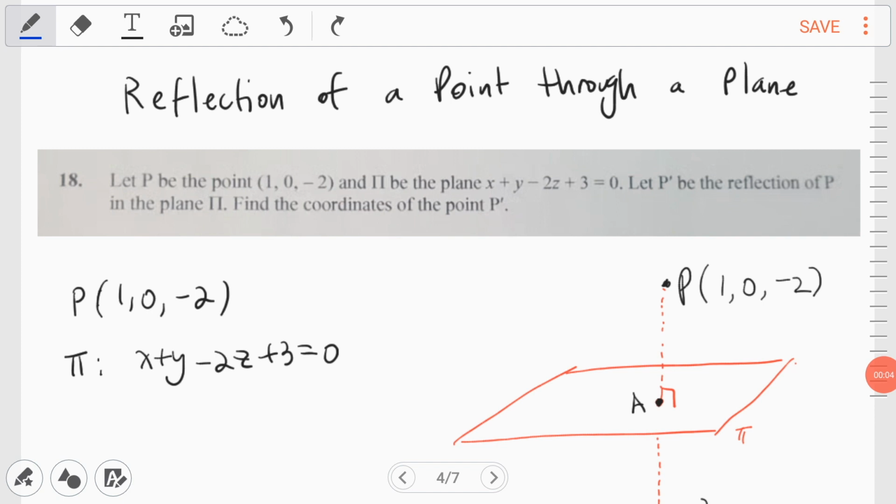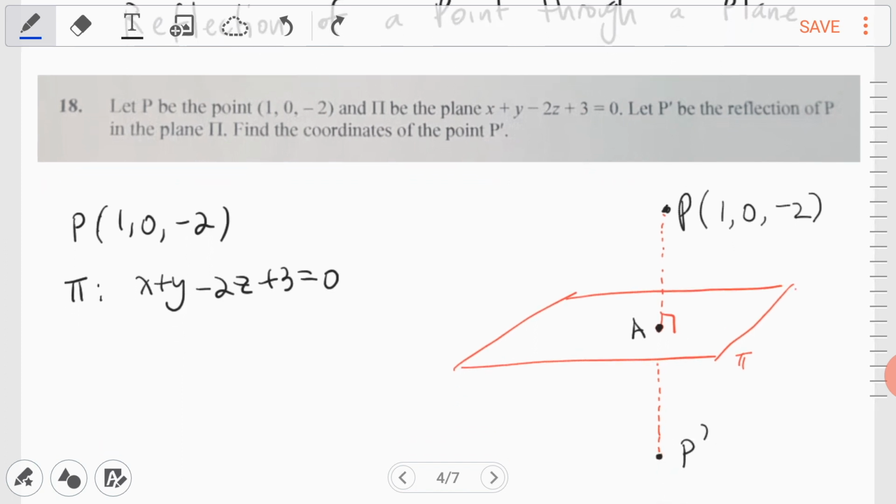This question is about the reflection of a point through a plane. Let P be the point (1, 0, -2), and π be the plane x + y - 2z + 3 = 0. P' is the reflection of P in the plane π. Find the coordinates of the point P'.